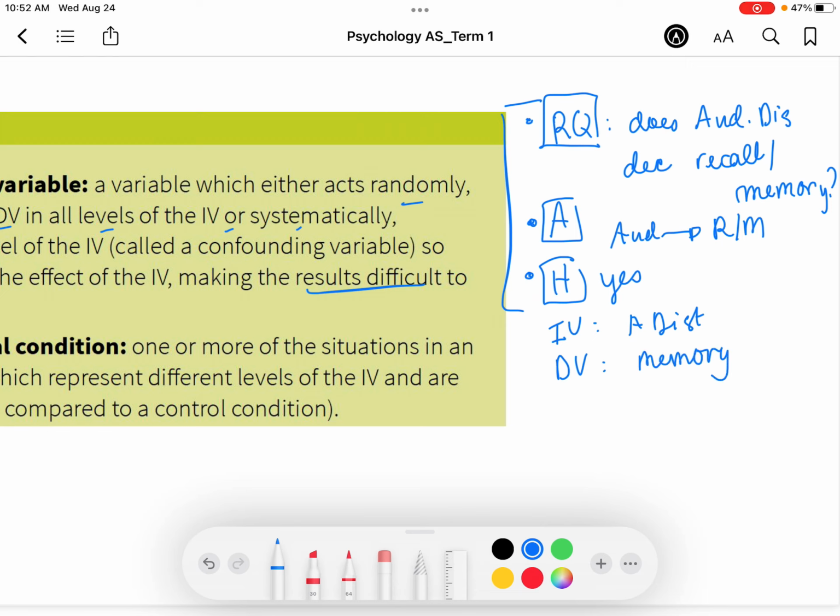Now, if we're going to be very specific, you should be asking, well, what kind of memory? Is it semantic memory? Is it just short-term memory in general? Or is it long-term memory, the things that you remember for days and years? Let's just do short-term memory for now. Okay? Short-term memory, recall of numbers. All right? Short-term memory of numbers. Just to be specific.